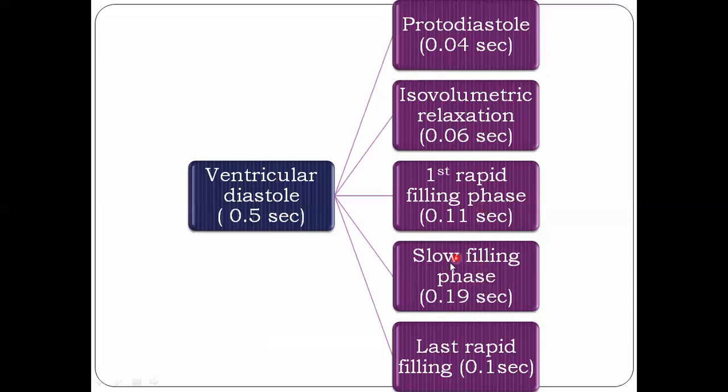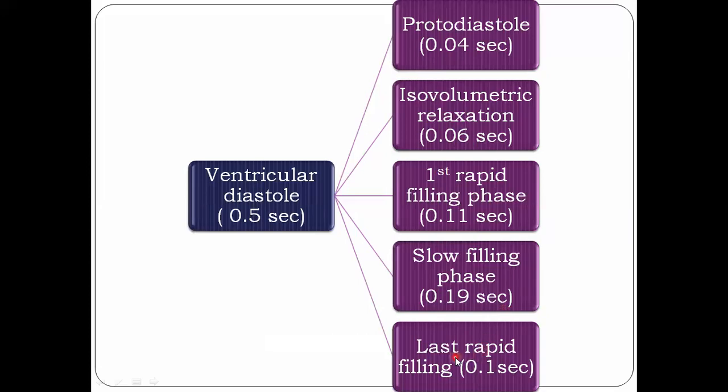Now, next, what do we have? We have the slow filling phase. The duration is around 0.19 second. So what happens? The ventricle keeps filling, but at a slower rate compared to that of the first rapid filling phase. So the remaining part of the blood keeps filling at this phase, right? Around 5 to 10% of the ventricular filling takes place at this phase.